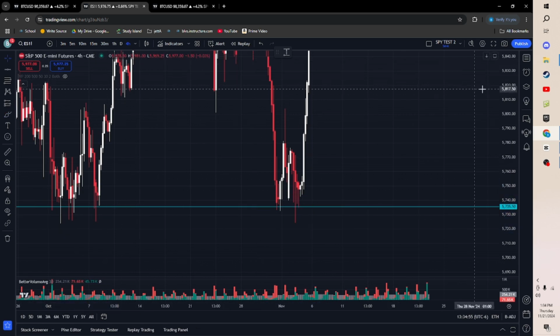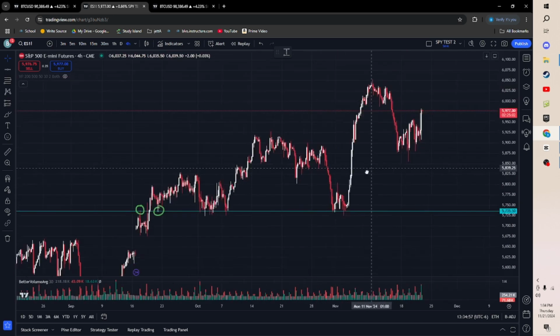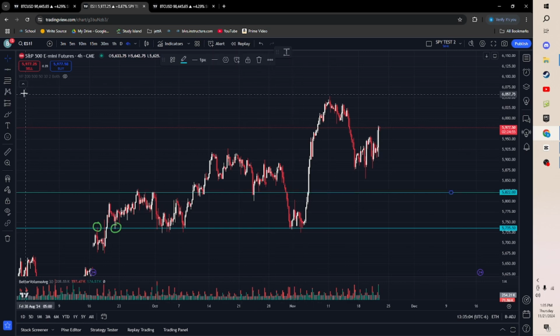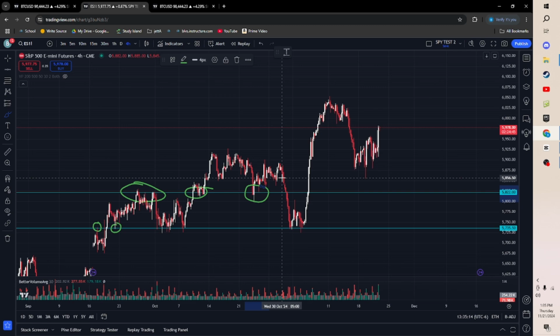All right, I'm going to mark a few more just to show you guys some more examples, okay? So I'm going to throw one here, and what made me put that there is all this action here, right on our level, this action here, this action here, and then we do break right through it here, but it's not going to reject off of it every single time. It's just an example.